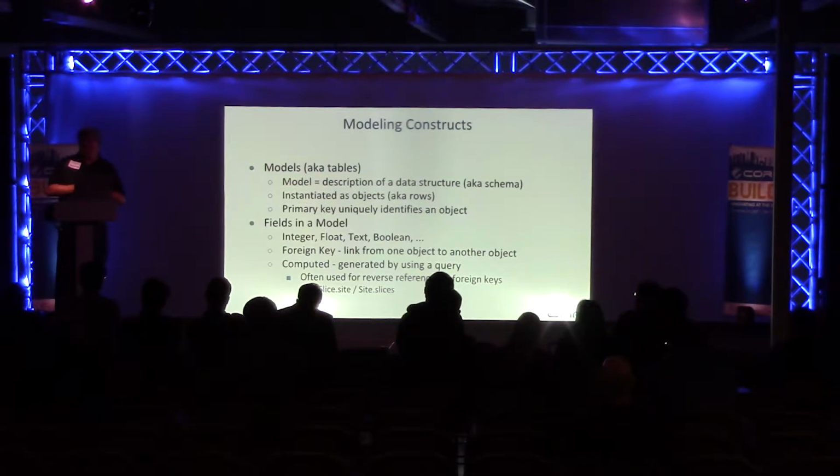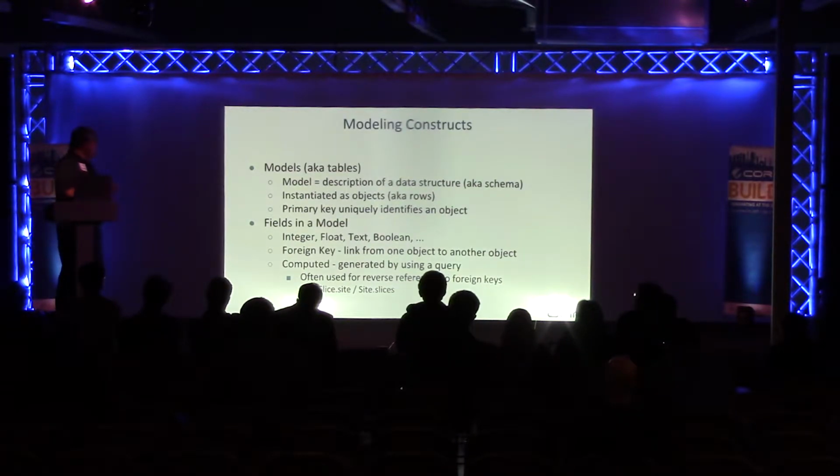So foreign keys go from one object to another, and they're actually typed. So you can't just have a foreign key go from one model to just any random model. Your model will often say, for example, if you have a slice model, it can be linked to a site. You can't just link it to anything else. It has to link to a site. So they're typed like that.